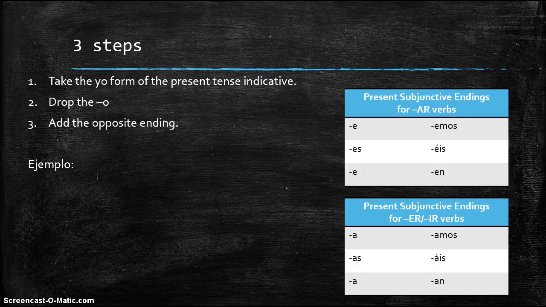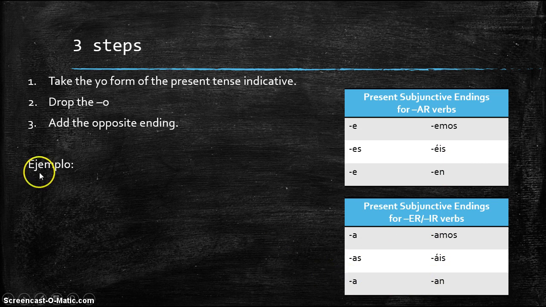Okay, basically when we go to form verbs in the present subjunctive, there are three steps. The first thing we do is take the yo form of the present tense indicative. We drop the o and then we add the opposite ending. Here to the right we have the endings: for AR verbs they are e, es, e, emos, éis, en, and then for ER and IR verbs a, as, a, amos, áis, an.